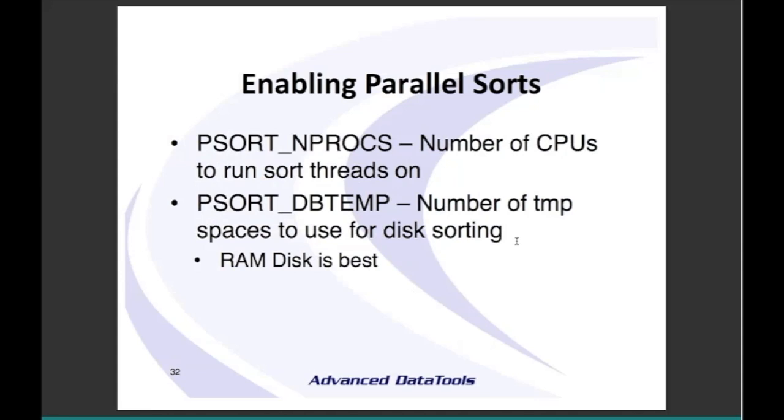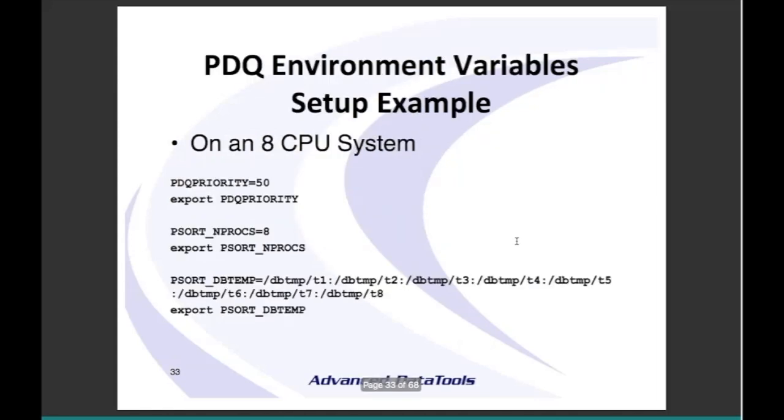Here's an example where on an 8 CPU system, I'm saying, in addition to all the CPUs Informix is going to take, I'm going to use 8 for sorts, and that I have 8 temp spaces defined that are separate from DB spaces. These are not DB spaces. These are file system spaces. That's why they can work really well on a RAM disk. On a 4 CPU system, I might do something like this.